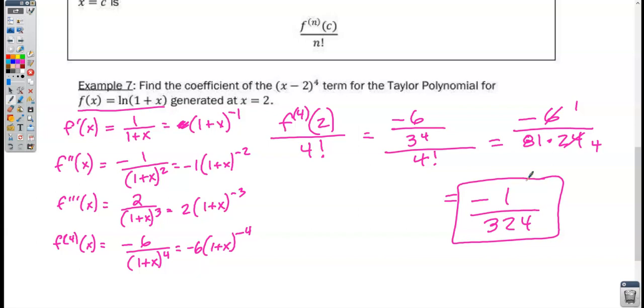All right, that takes us to the end of this lesson. Join us next time in video 1 for section 10.12, where we introduce the Lagrange error bound for a polynomial.